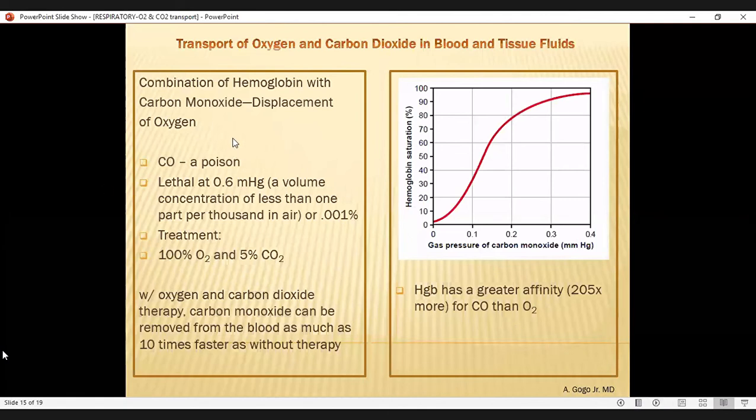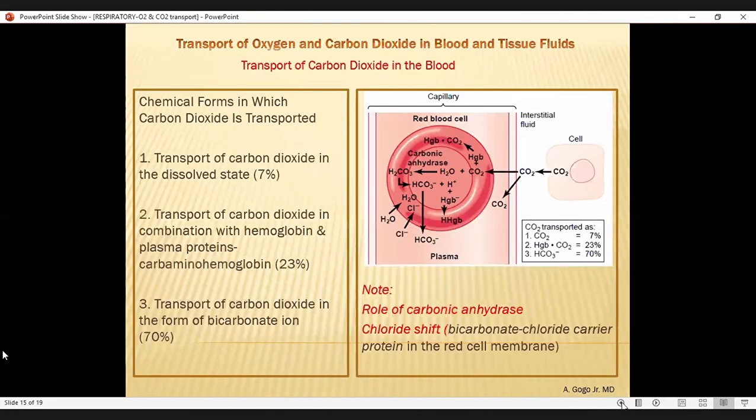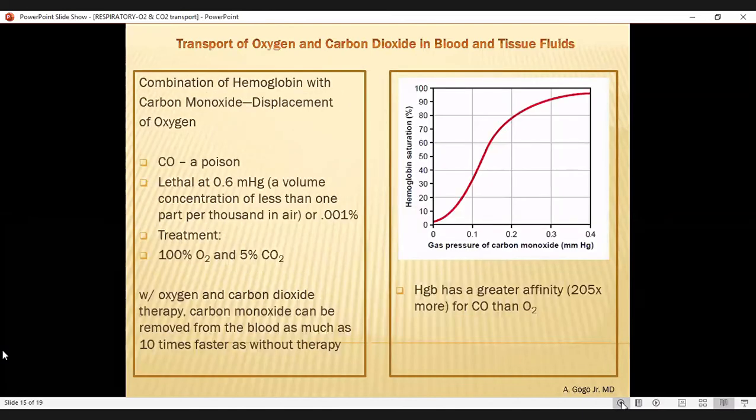Combination with carbon monoxide is a poison. This is lethal. Imagine at 0.6 millimeters of mercury level. This will interrupt, this will not release the oxygen. This will combine with oxygen forever. Carbon monoxide is a jealous thing. It would like to hold on.